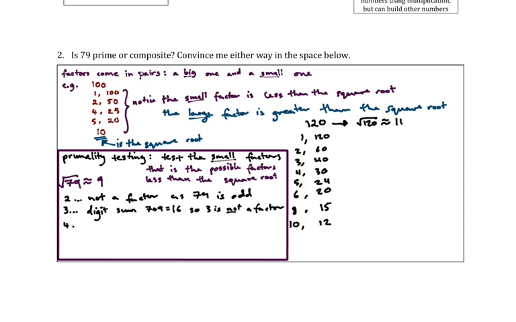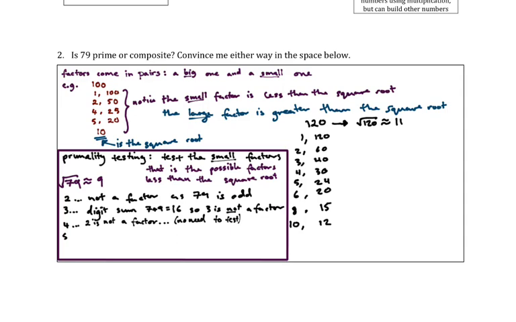4, is 4 a possible small factor? Well, no, 4 is not a possible small factor because 4 is built by the number 2, and since 2 is not a factor, 4 cannot be a factor. We don't even really need to test 4. We only really need to test the possible small factors which are prime, because all other numbers are built by primes, so since 2 is not a factor, in this case 4 cannot be a factor of 79.